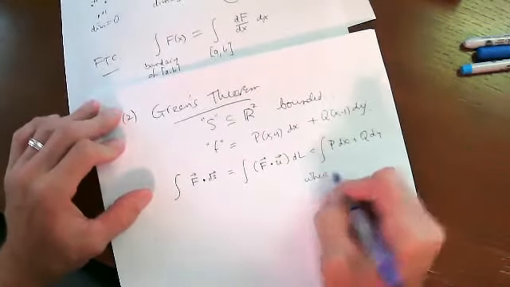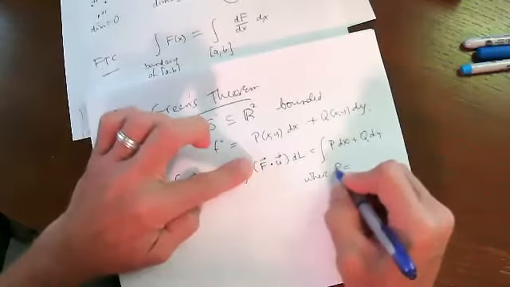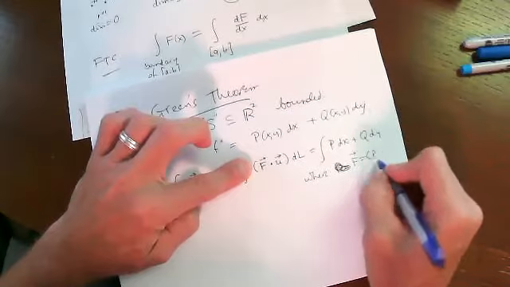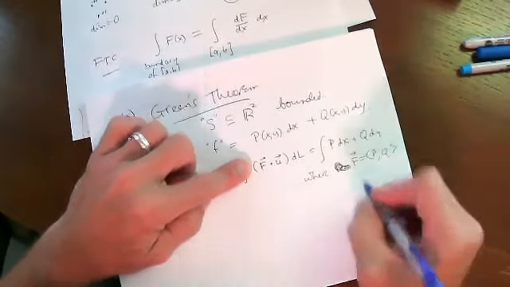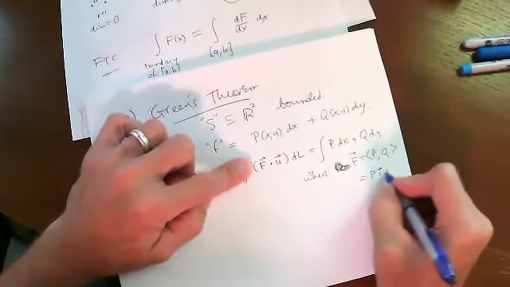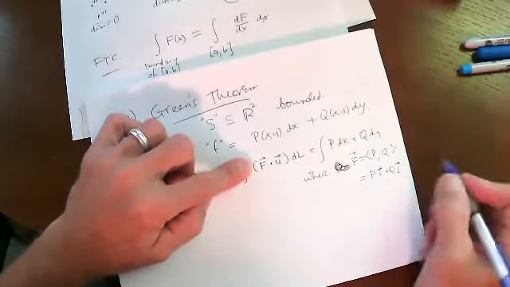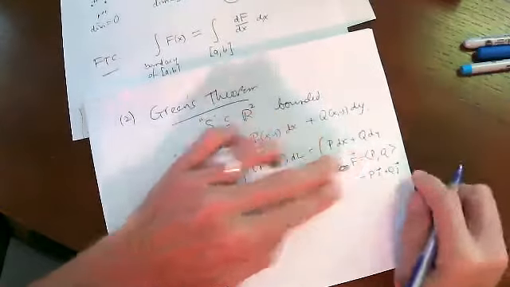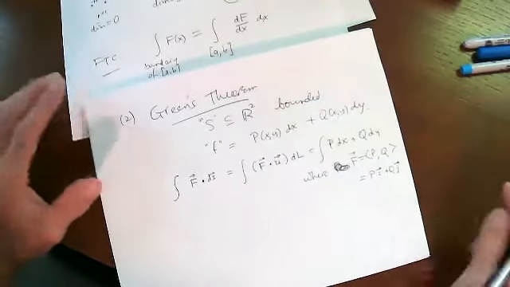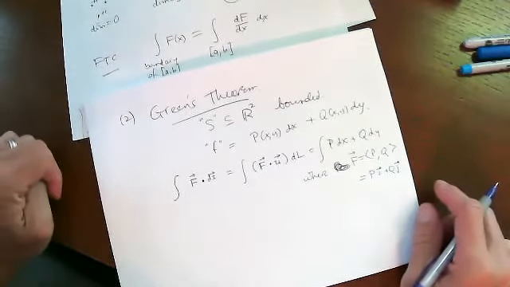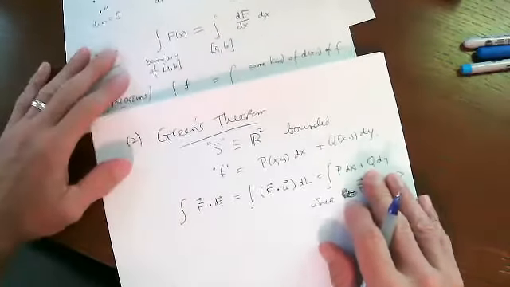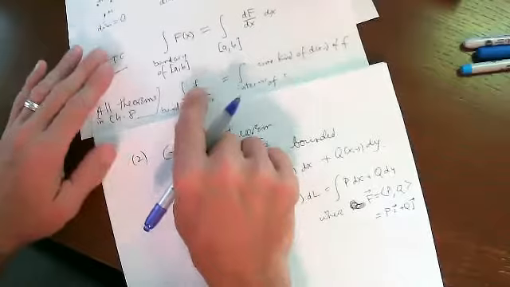So the P and Q are related to the vector field F by just being the components of that vector field. Some of you might like this notation better: P times the unit vector i plus Q times the unit vector j. So those are the same vector. And if those are the component functions of the vector field, then you can write the same integral in all three of these ways.